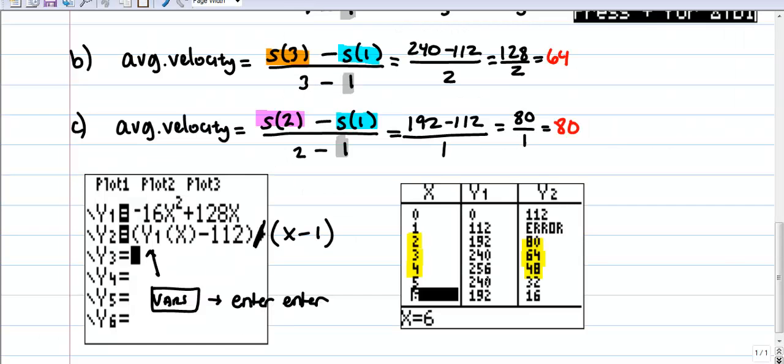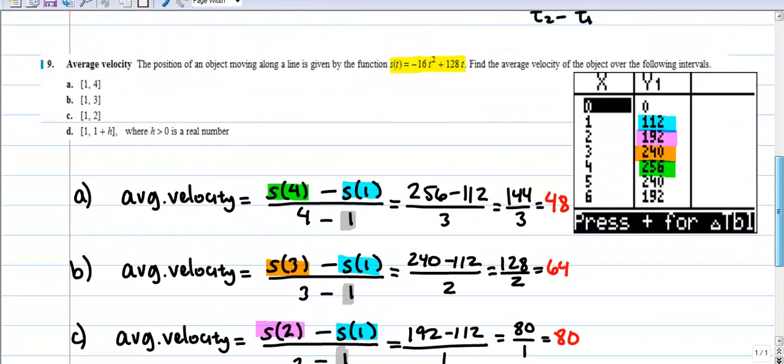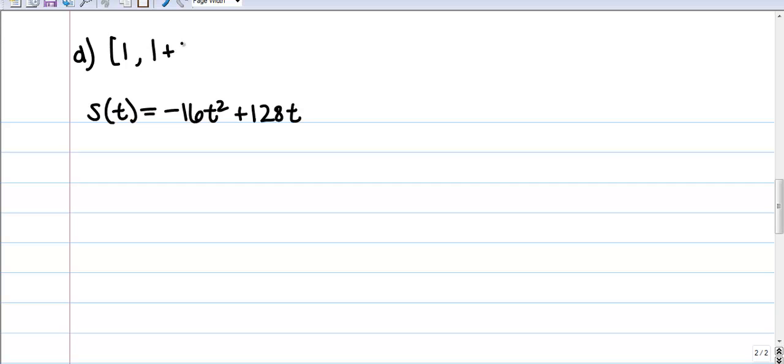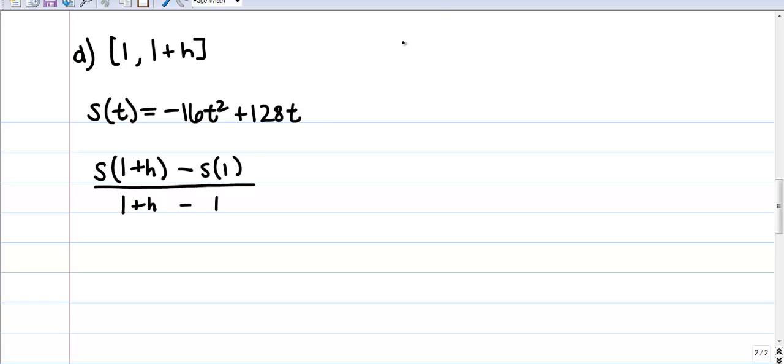Now, for the last one. The last problem says 1 to 1 plus h, where h is a positive real number. So, to do that problem, I'm going to look at my function, s of t equals negative 16t squared plus 128t. So this is part D, and we're doing the interval 1 to 1 plus h. So the formula, the way we set it up, is s of 1 plus h minus s of 1, divided by 1 plus h minus 1.